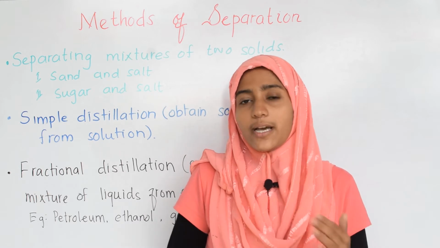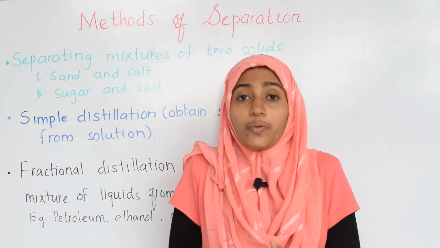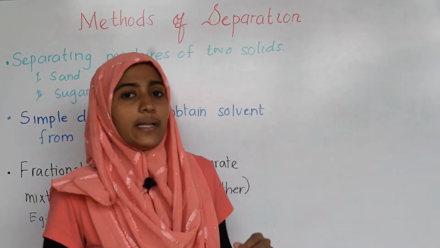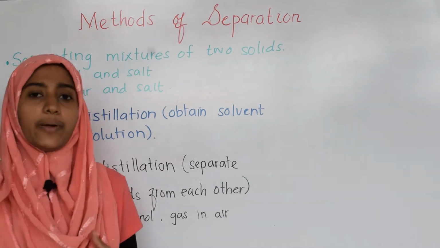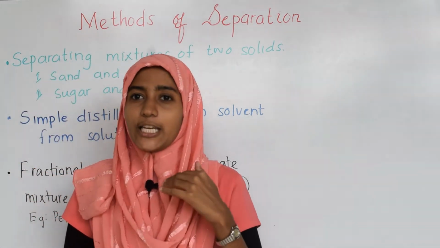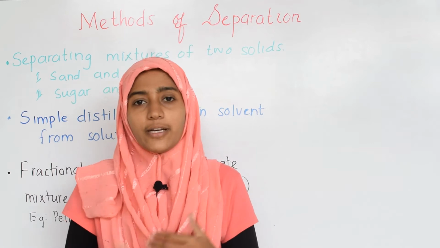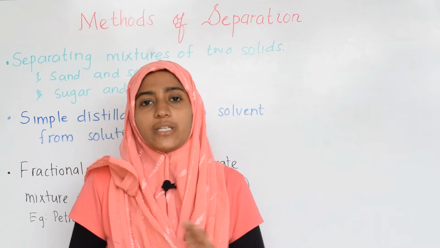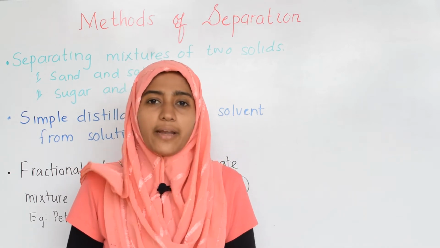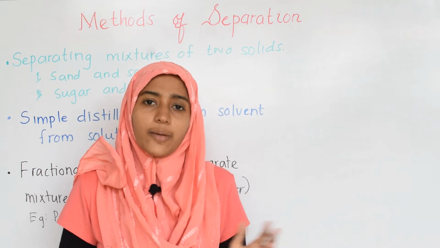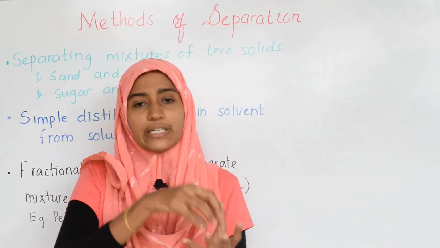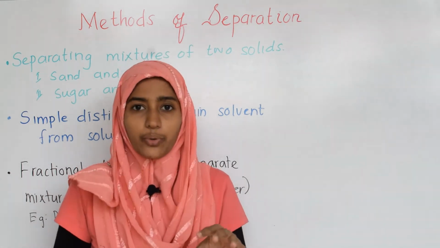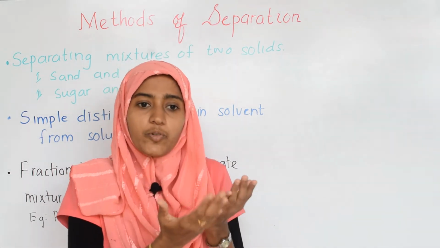We also learned that there are other methods, which we will be learning in this video. In the last video we learned that filtration can be used to separate an insoluble solid in a liquid. For example, if sand is mixed with water, you can separate sand from water using filtration. You keep the filter funnel, filter paper, then the beaker, and you put the sand and water mixture onto it. Sand will remain, water will flow down.